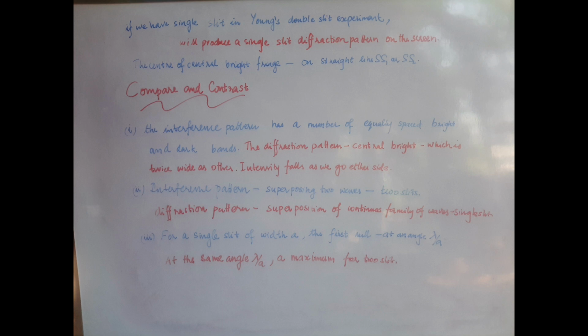When we go to the second point, we can say that the interference pattern is made by superimposing two waves from two narrow slits. The diffraction pattern is a superposition of continuous waves from each point on a single slit. So the first one is from two slits, and the other is from one slit. And third point, for a single slit of width a, the first null occurs at lambda by a. At the same angle lambda by a, we get a maximum from the two slit experiment. These are the differences between interference and diffraction patterns.